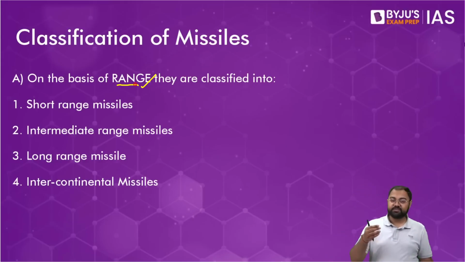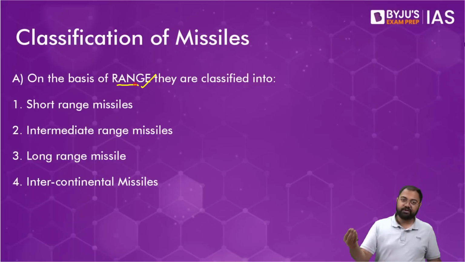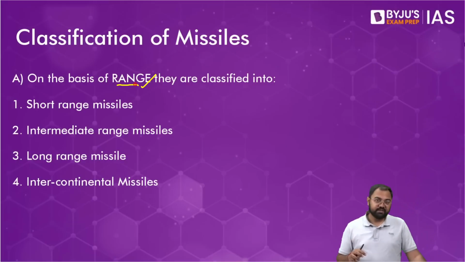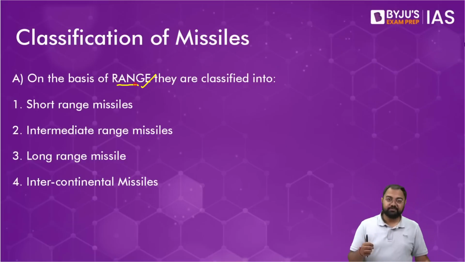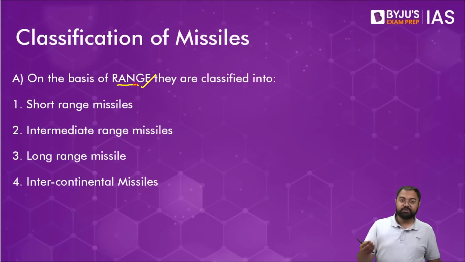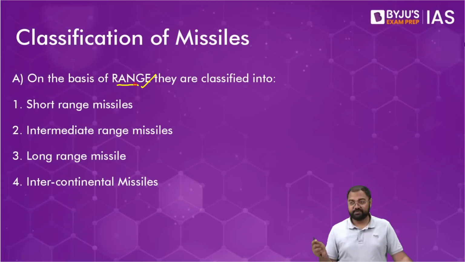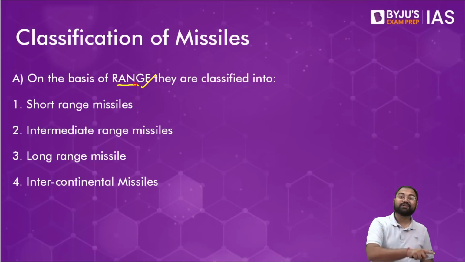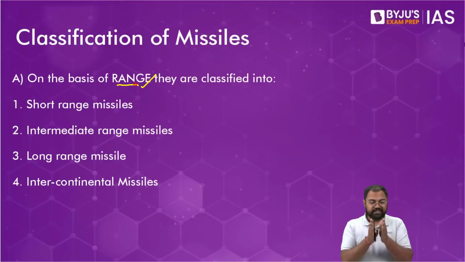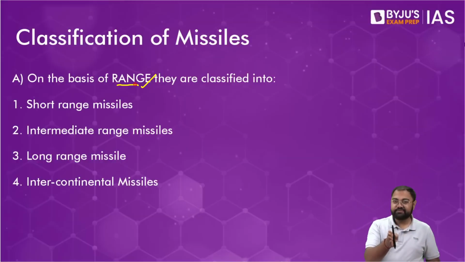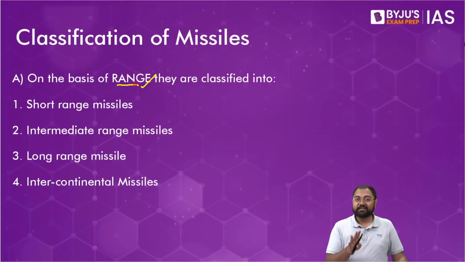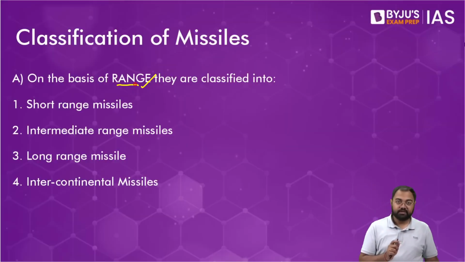Similarly, intermediate range missiles go largely up to 1000 kilometers. Then long range missiles can go up to 2500 kilometers. And most of the time, when you have missiles that can go beyond 2000 or 2500 kilometers, we call them intercontinental missiles, because they can travel from one continent to another. Now just remember that there is no fixed demarcation, that only up to 100 we will say it is short range, and beyond 100 we will start saying that it is intermediate, and so on. There is no clear cut demarcation.